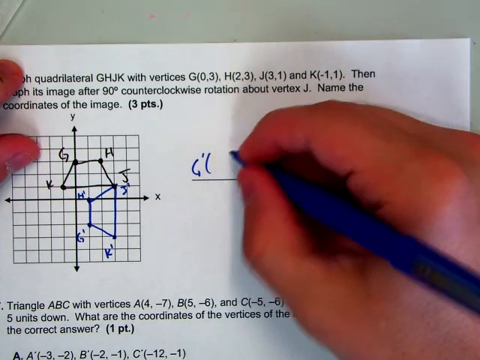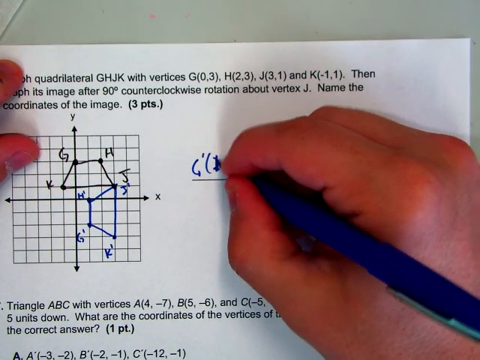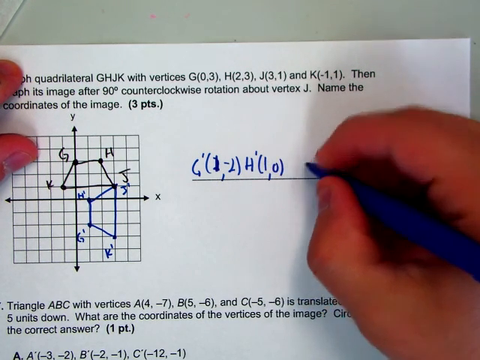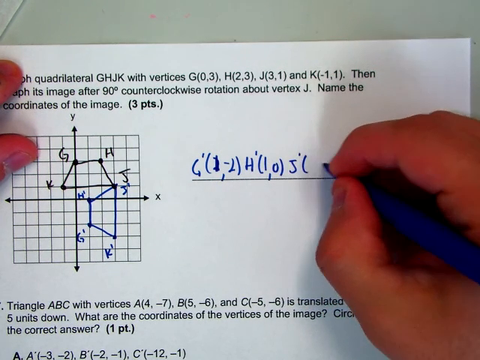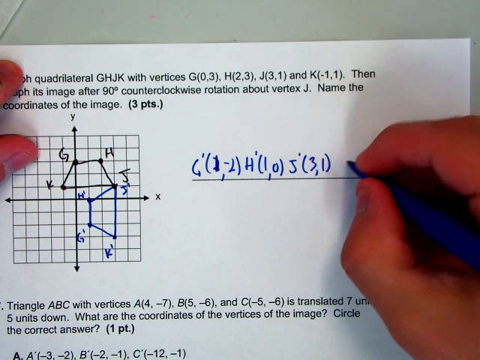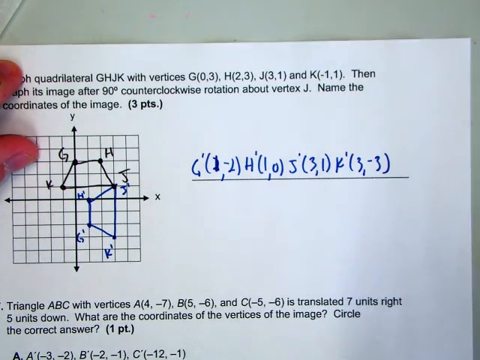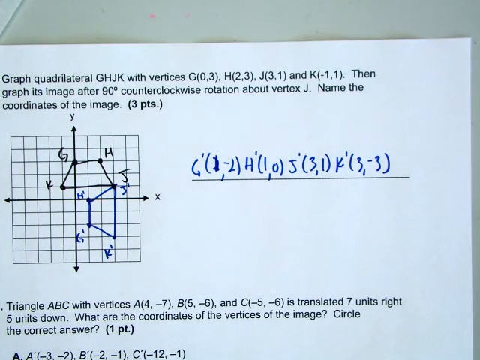G prime is at 1, -2. H prime is at 1, 0. J prime is still at 3, 1. And K prime is now at 3, -3. Common mistake we saw was rotating it either clockwise or about the origin.